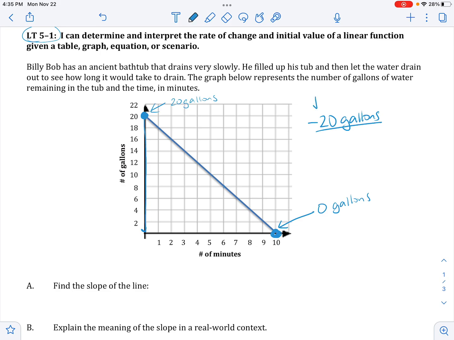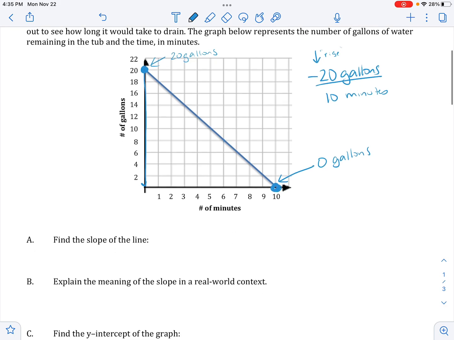You want to put a little arrow. That's the rise part of the slope, except it's decreasing. But I lost 20 gallons and it took me 10 minutes. So what you can write is negative 20 over 10, or you can write negative 2 over 1, or you can just write negative 2. All those mean the same thing. 20 divided by 10 is 2, but there's got to be a minus sign somewhere.